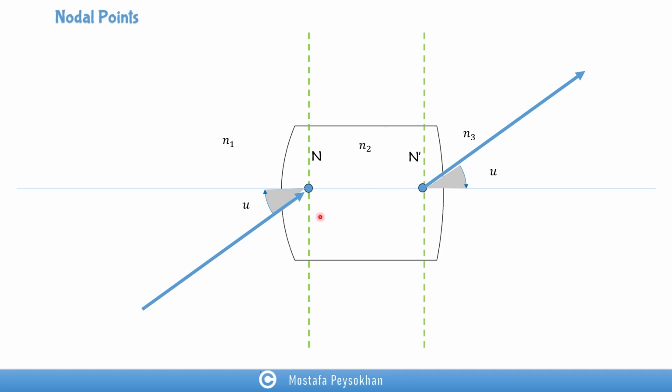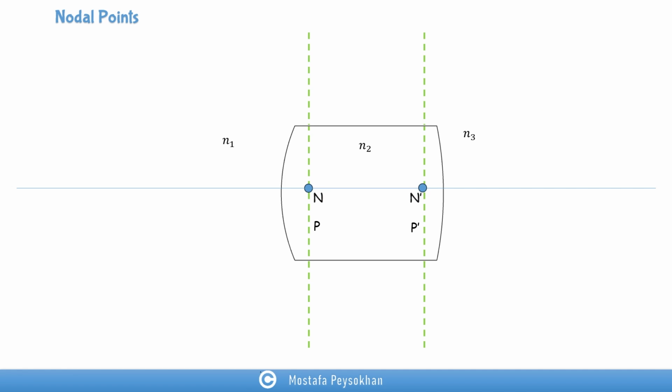We have a lens here, refractive index n1, n2 for the glass, and n3 outside of the lens. As I mentioned before, when n1 is equal to n3, the nodal points coincide with the principal points. So for the front principal points, we have front nodal points, and for the back principal points, we have back nodal points. And the same calculation for finding the principal points, we can do the same to find the nodal points. But when you have the same material, the 2 points coincide with each other.